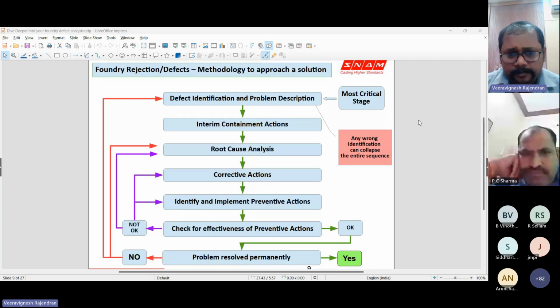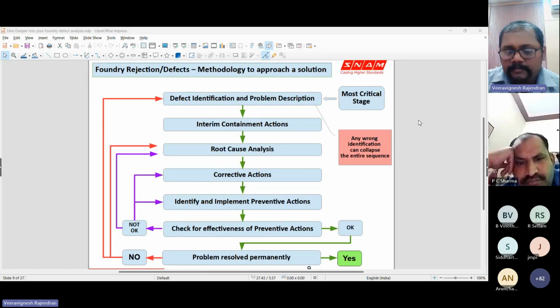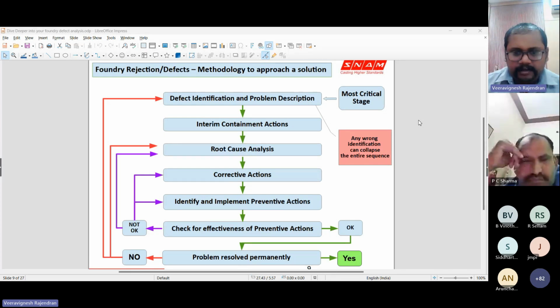Okay, after you have done the proper root cause analysis, you take corrective actions. Corrective actions means implementation of actions to subdue the root causes which you have identified. Then you identify and implement the preventive actions. Corrective action is to ensure that it does not happen in the existing system. Preventive action is so that such kinds of defects never occur in my company or in my organization. So that is the next step, preventive action.